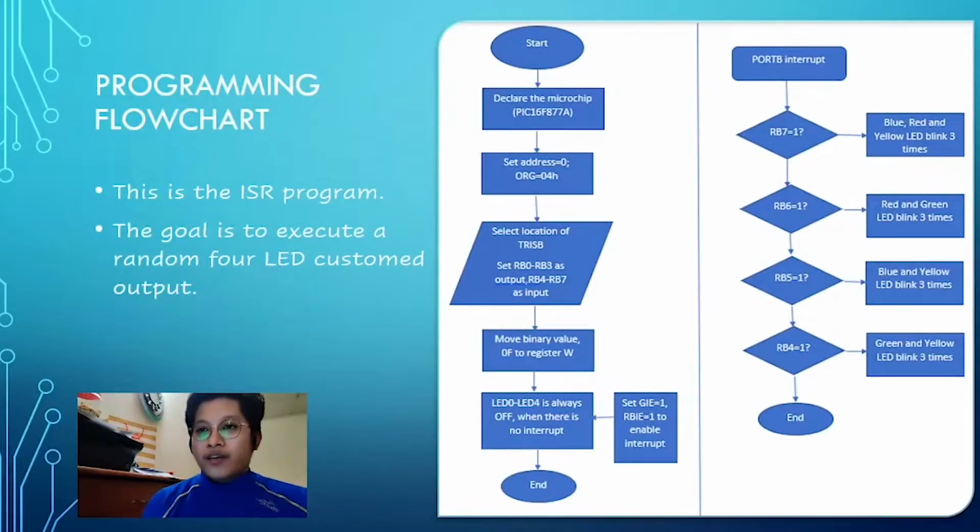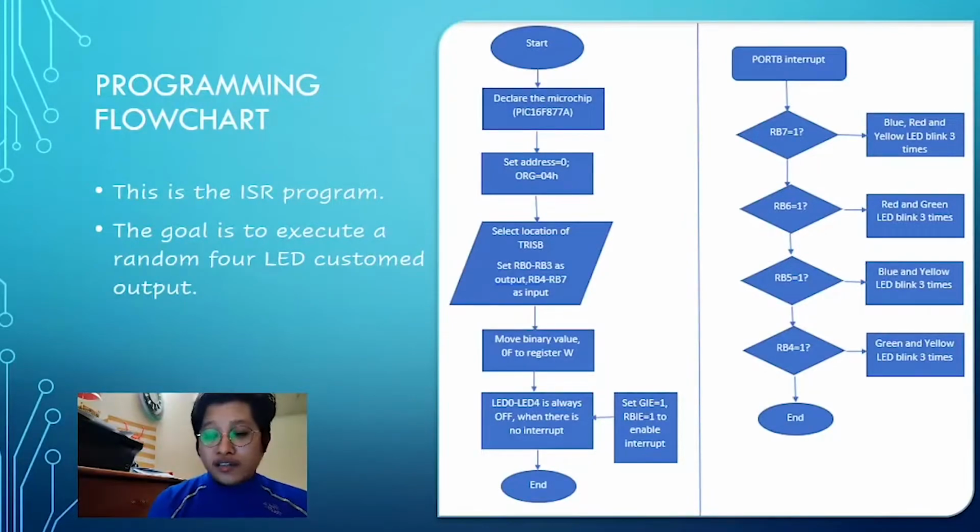Then for the interrupt process, we use port B. So from here, from top to bottom, we can see that we use RB7, RB6, RB5 and RB4. If RB7 becomes 1, the blue, red and yellow LEDs will blink 3 times, but before that it will pause for a moment. All of this output will be the same. They all will pause for a moment, and then they will do the task given.